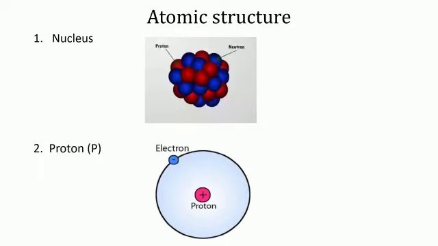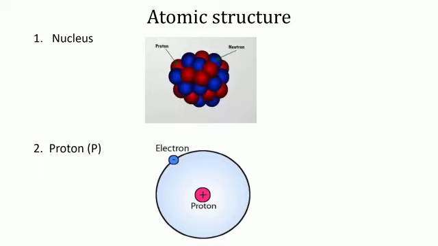First is the nucleus. The nucleus is a small, dense region in the center of an atom. The atomic nucleus is positively charged. The entire mass of an atom is concentrated in the nucleus. The nucleus contains two types of subatomic particles together called nucleons. The subatomic particles are smaller than the atom. Protons and neutrons are the two types of nucleons.